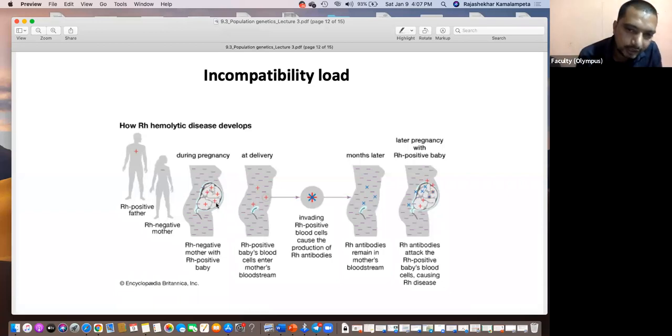But what if the mother is Rh negative but the baby is Rh positive? What happens? Will there be a fight? Not in that particular birth. But later, especially during the delivery process, what happens? Baby's blood can be mixed with mother's blood. So mother got exposed to the baby's antigen.